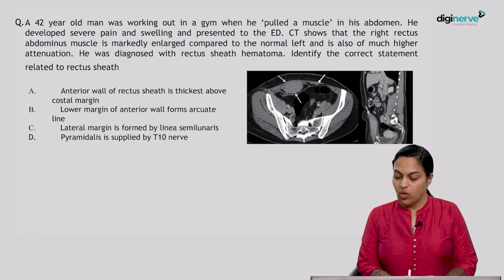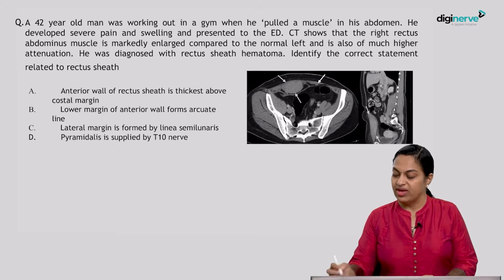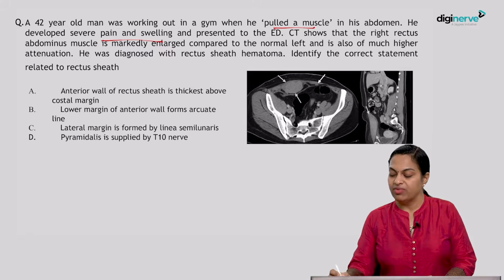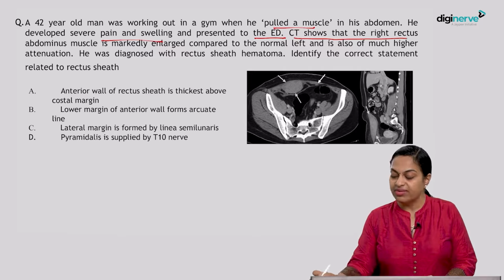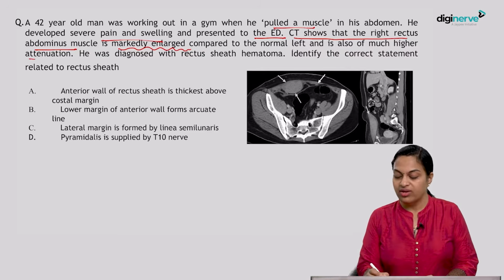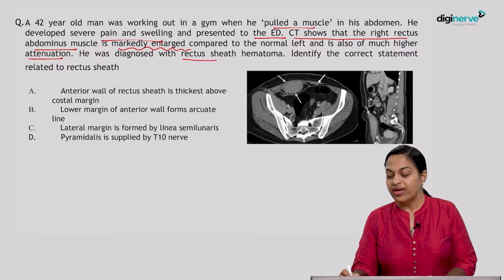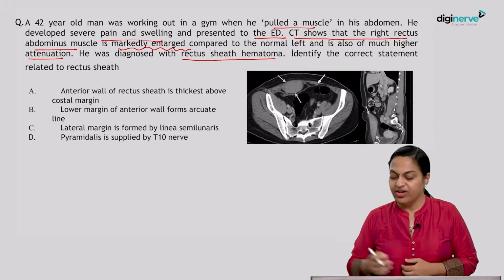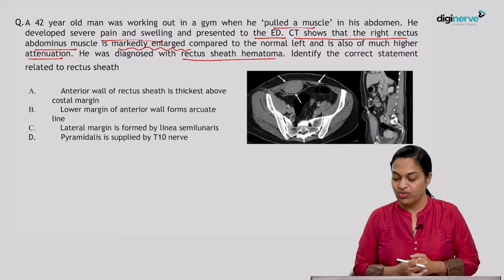A 42-year-old man was working out in a gym when he pulled a muscle in his abdomen. He developed severe pain and swelling and presented to the emergency department. CT shows that the right rectus abdominis muscle is markedly enlarged compared to the normal left and is also of much higher attenuation. He was diagnosed with rectus sheath hematoma. Identify the correct statement related to rectus sheath.